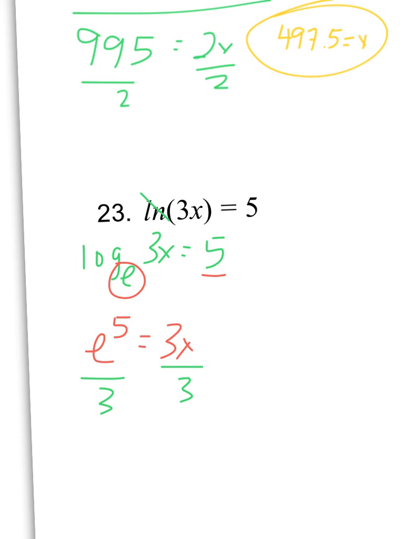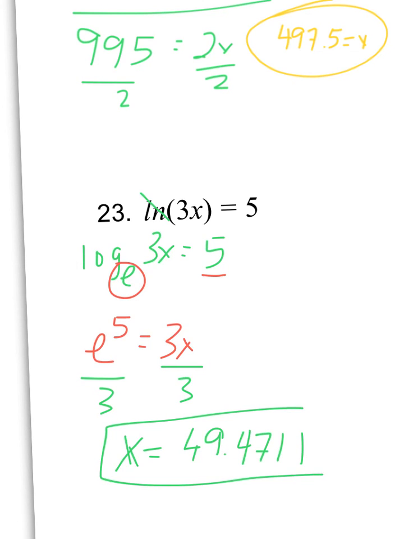So in my calculator, I have e to the 5th, and divide that by 3. And I get x is equal to approximately 49.471, and then the next number is a 0, but the one after that's a 5, so it's going to round up to a 1. So 49.4711.